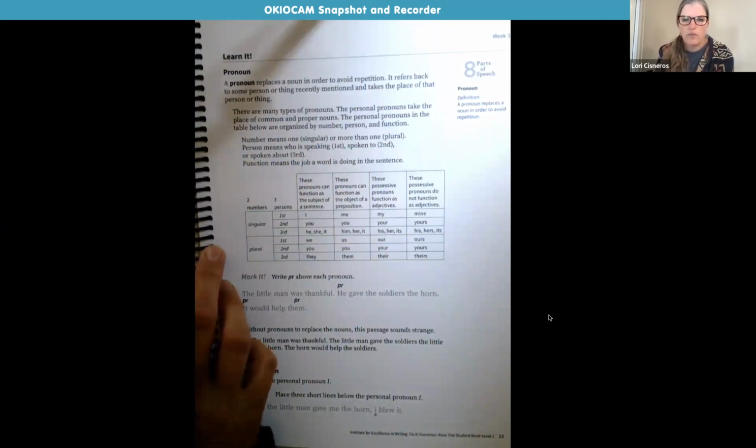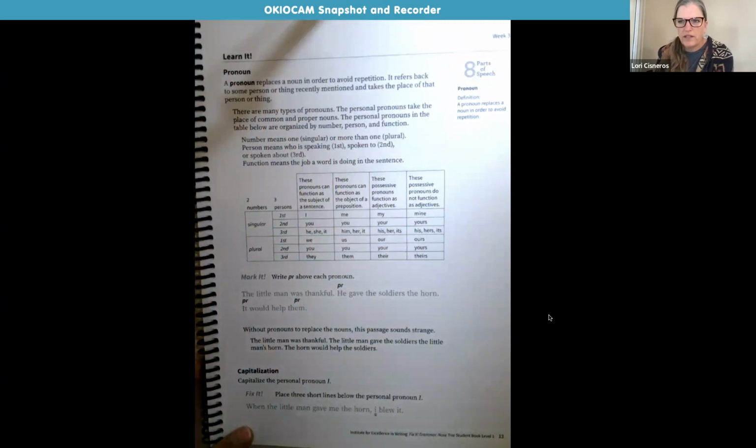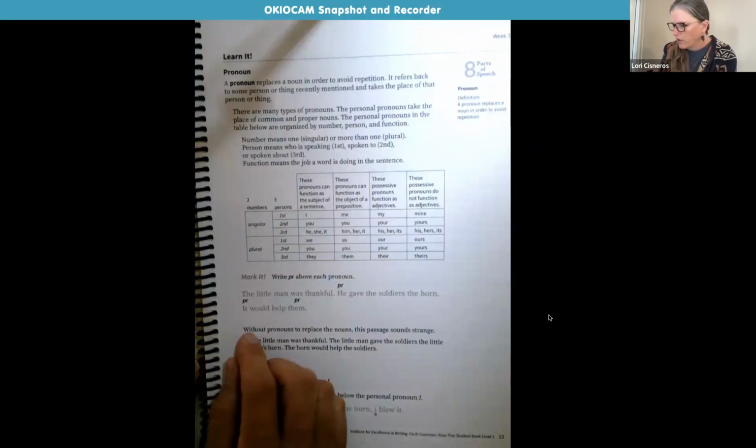So in order to have something replace the dog, if your dog is a boy, you would say he or him. And if it's a girl, she or her. So that's how it makes the writing a little bit easier to read because you're not repeating the same noun word over and over again.